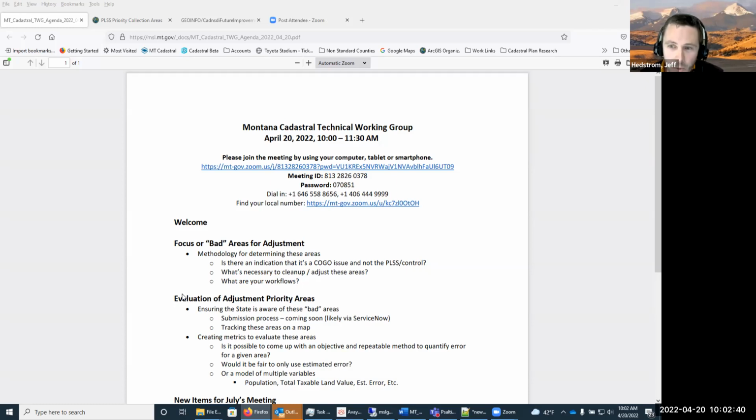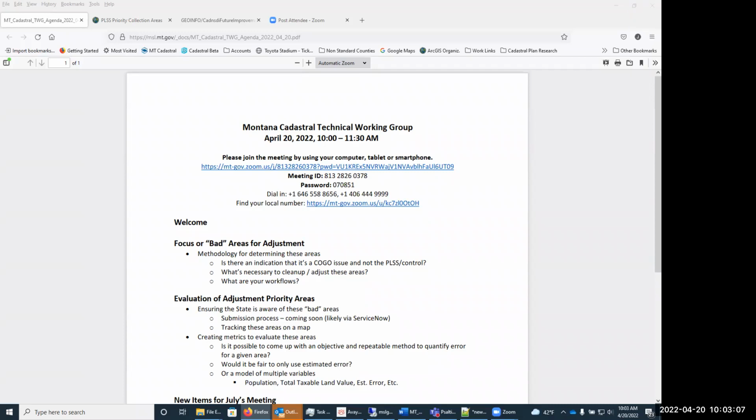I'm welcome to new ideas, and obviously from the independent counties, what your workflows are, what's necessary to adjust these areas and clean them up. So I'll open the floor to anyone that wants to chime in. Mike, if you want to chime in first, since you guys are maintaining your own cadastral independently.